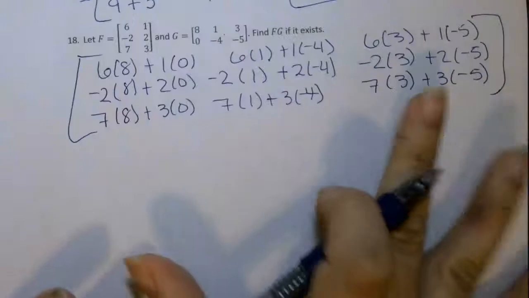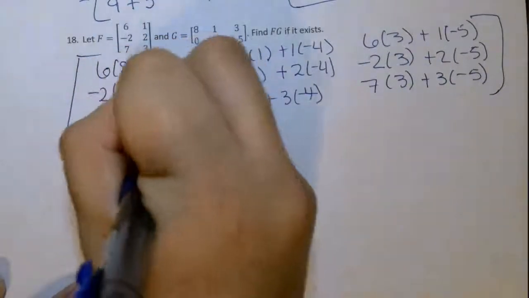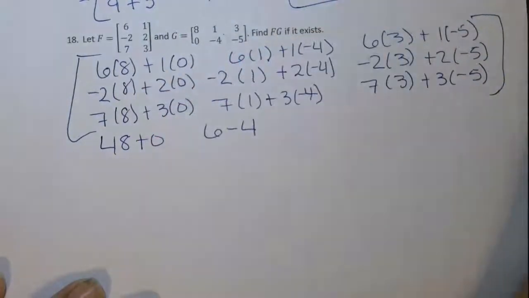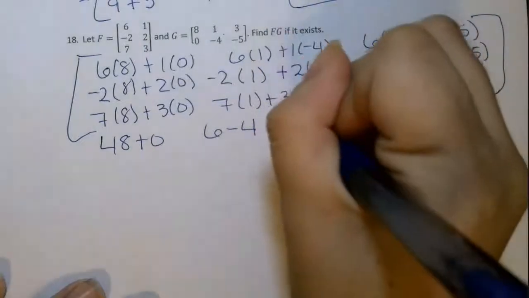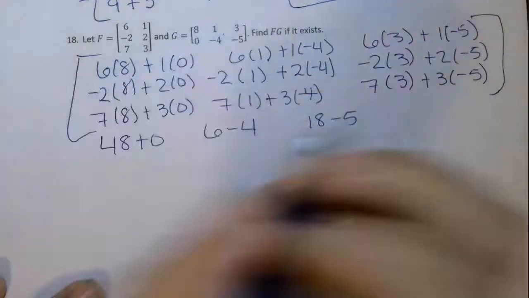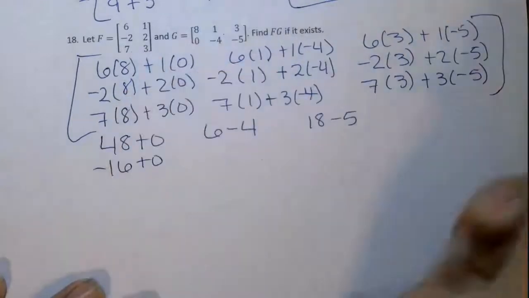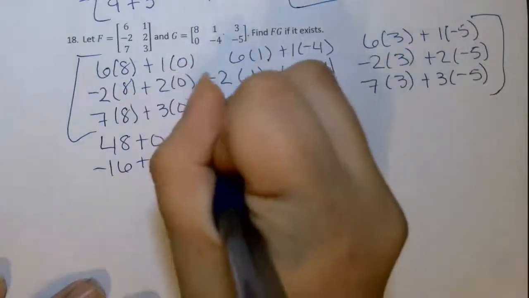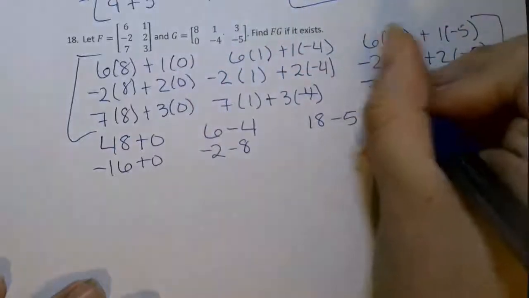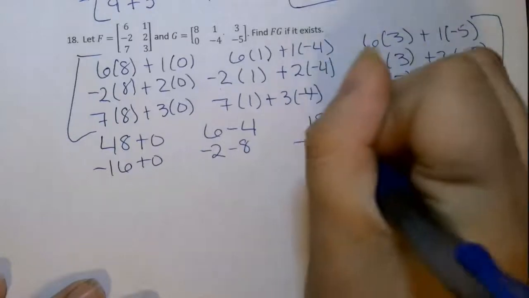Then I want to go ahead and simplify my math. 6 times 8 is 48. 1 times 0 is 0. 6 times 1 is 6. 1 times negative 4 is negative 4. 6 times 3 is 18. 1 times negative 5 is negative 5. Negative 2 times 8 is negative 16. 2 times 0 is 0. Negative 2 times 1 is negative 2. 2 times negative 4 is negative 8. Negative 2 times 3 is negative 6. 2 times negative 5 is negative 10.